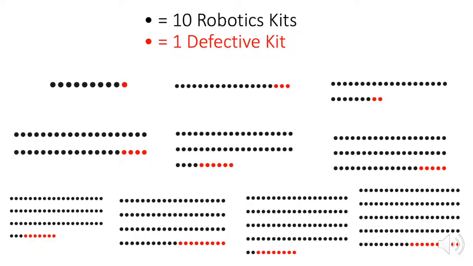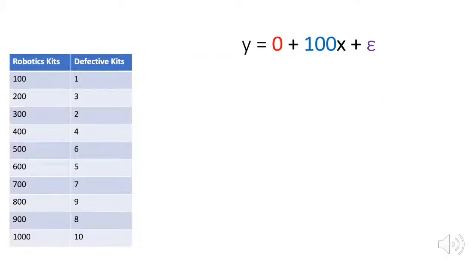Pictured here are the individual sets of orders, where one black dot represents 10 robotics kits, and one red dot represents a defective kit. Modeling this data into a table, we can see that on average, for every 100 robotics kits, we are getting one defective kit, which is given by the slope of 100 times x.